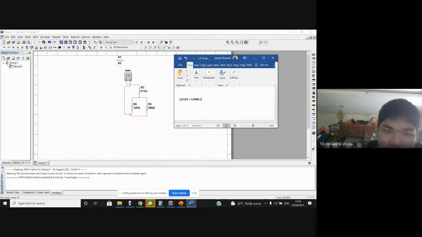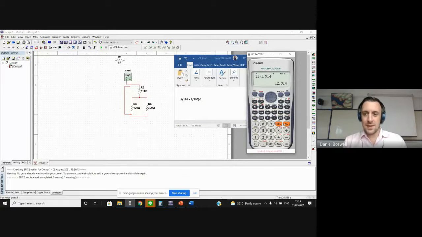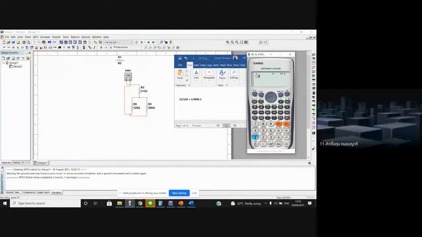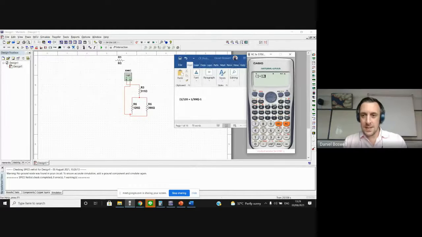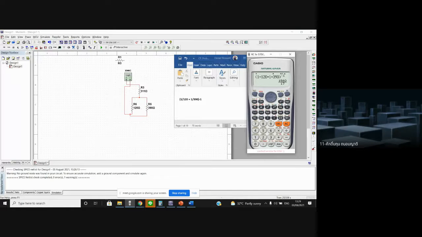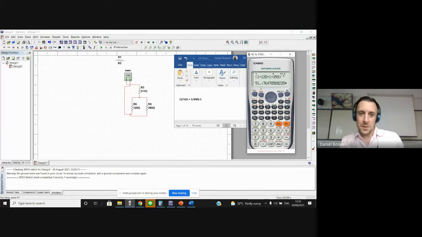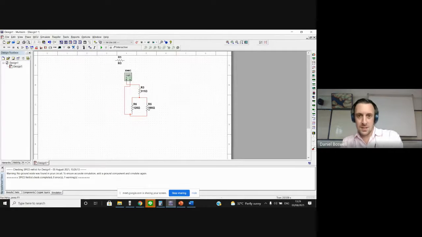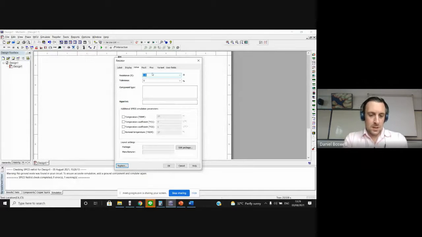Then if we do this calculation here, 1 divided by 120 plus 1 divided by 390, close bracket, and then this, it gives us 91.764. So what we can do is just delete this and change this to 91.764.